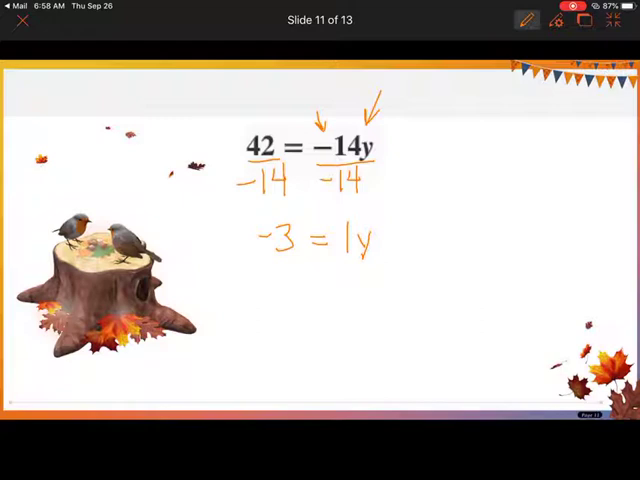Now, we're going to do the exact same thing, and we're going to plug this negative 3 back in. So I have negative 14 times negative 3 equals 42. So negative 14 times negative 3 is 42. And 42 does equal 42.